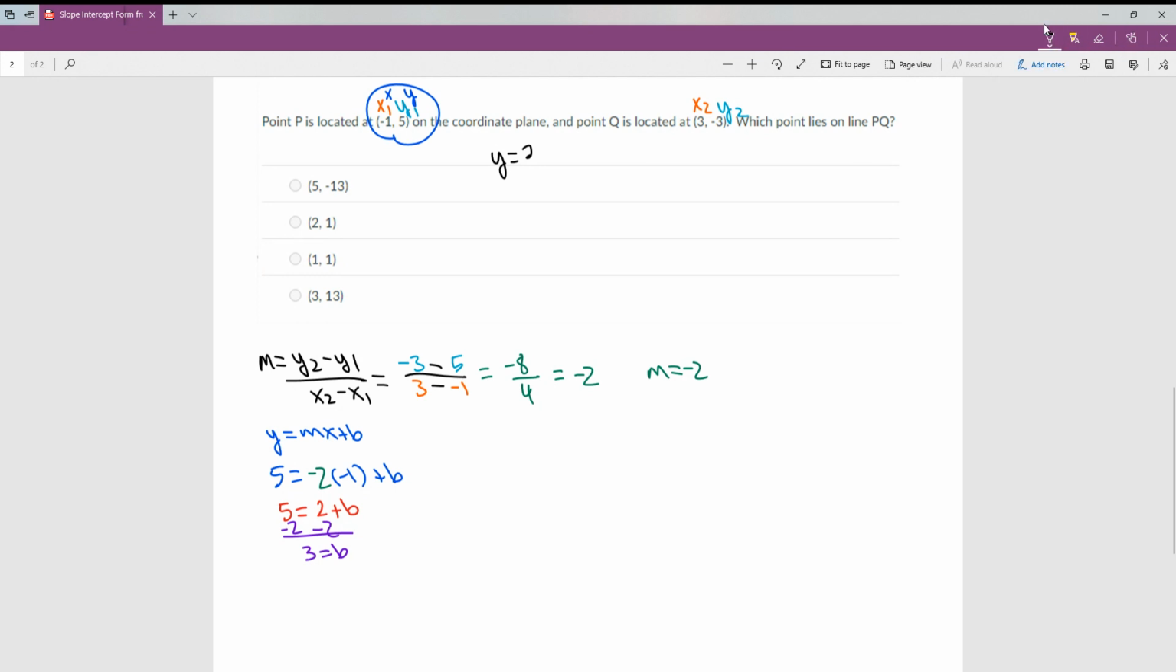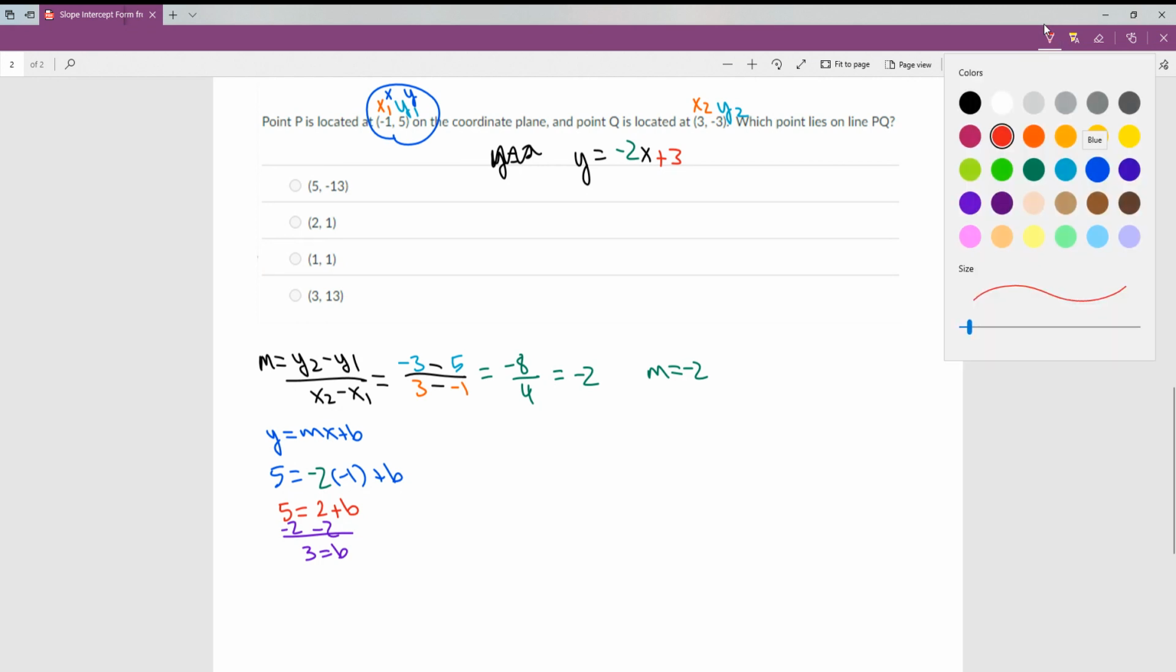Eraser is not cooperating, so we're just going to scratch this out. Y equals m is -2, x plus b, which is 3. So plus 3. They didn't ask us for the equation. They asked us which point lies on this line. The way we can figure out which point lies on this line is we can plug each x and y in for x and y and see if we get an equation that works.